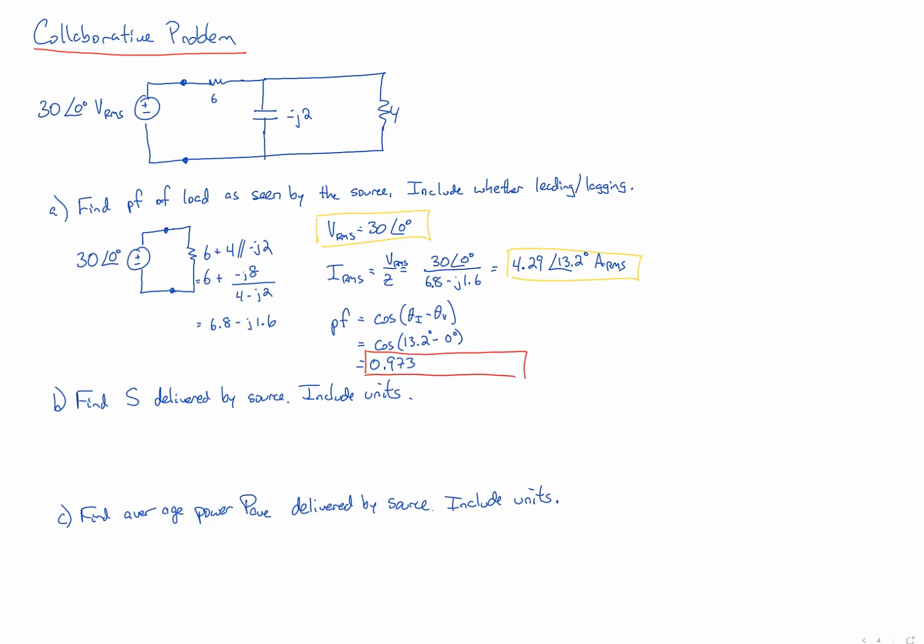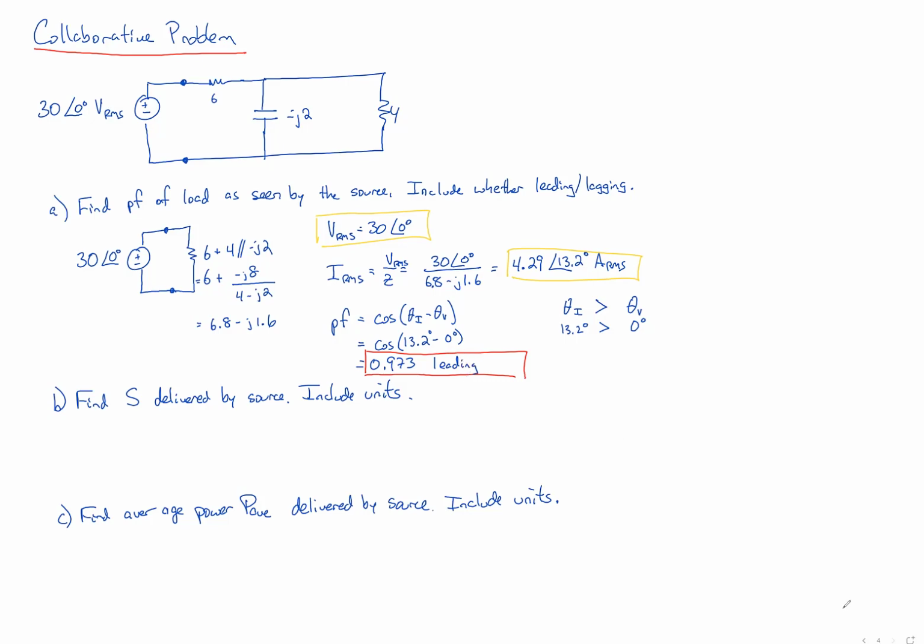So now we have to compare them. Remember, we're comparing theta I to theta V, and theta I we said is 13.2, and theta V we said is 0. So which is bigger? Theta I is bigger. Since theta I relative to the voltage is in front, we say it is leading.